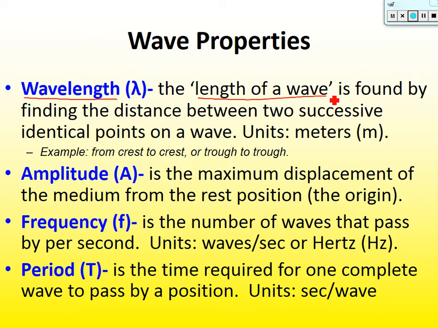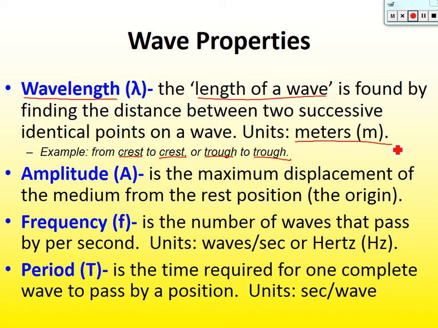Here's the important part. It's the distance between two identical points on a wave. So for example, if you're going to measure from one crest, where's the next wavelength? How do you measure a wavelength? Yeah, you go over to the next crest. But couldn't you also do it from trough to trough? Yes. And the units for wavelength, it's distance. So what are the units? Meters.